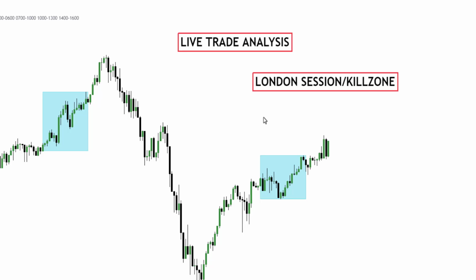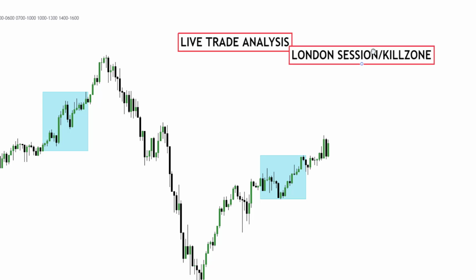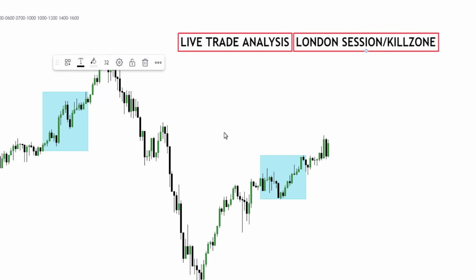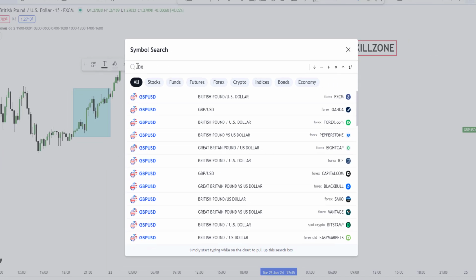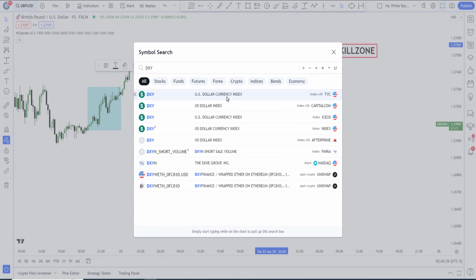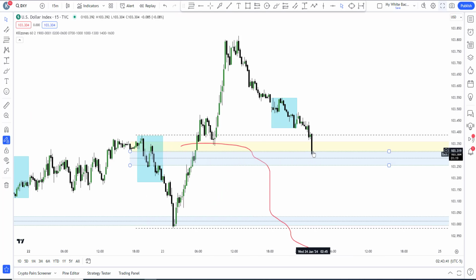And the London kill zone is one of my favorites. And I trade USD paired currencies, and sometimes if I find opportunities in futures indices. So live trade analysis. What I normally do when I wake up early in the morning, I do intermarket analysis because I trade USD pairs. I check the DXY. All right. DXY is one of my go-tos for the analysis.